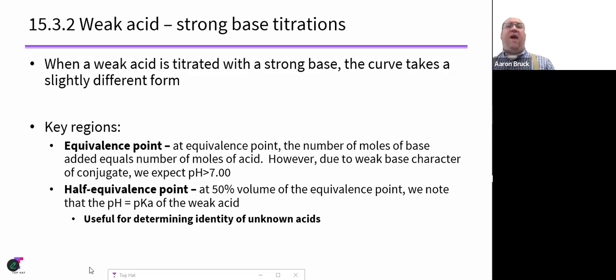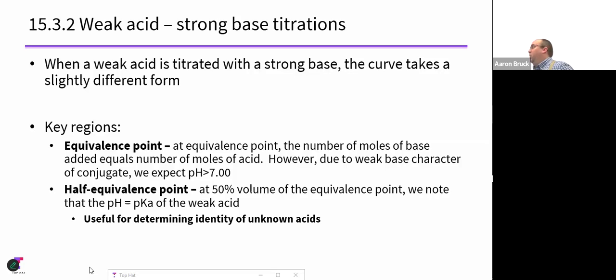Now, when we get to weak acid and strong base titrations, this is the second kind of titration that we see, weak with strong. And when we have these weak, strong interactions, the titration curve has a lot of similarities to it, but there are some differences as well. So let's take a weak acid, strong base titration, for example, here.